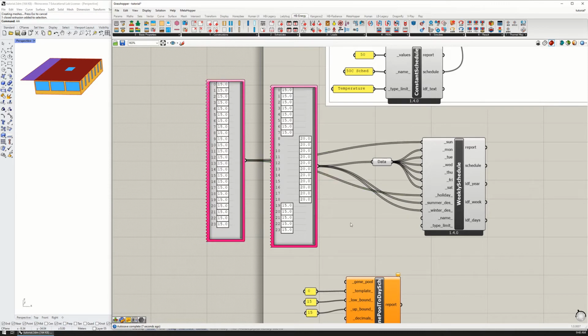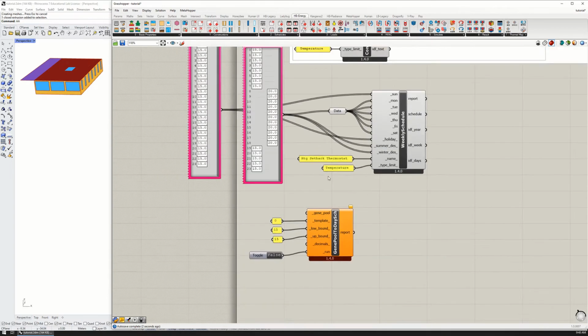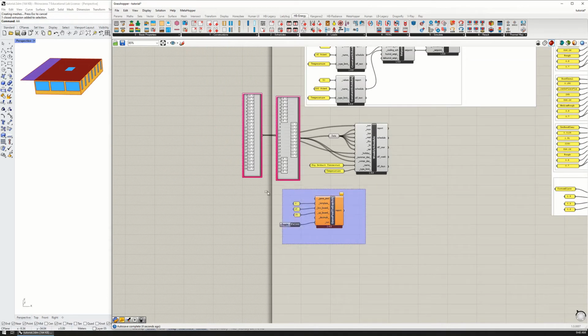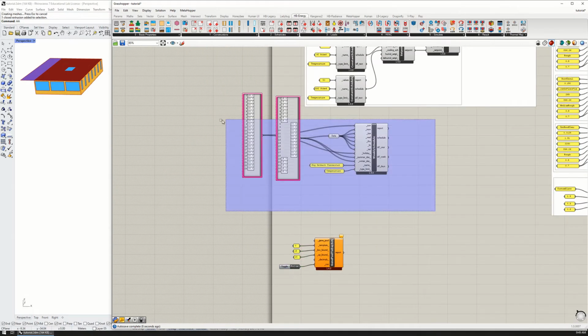And then we need to put a name in. So I'm going to call this heating setback thermostat. And then the type limits, if you hover over here, you can see there's different options for fractions, on off, temperature, activity level, and this is for temperature, like so.